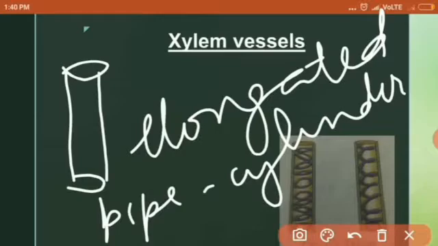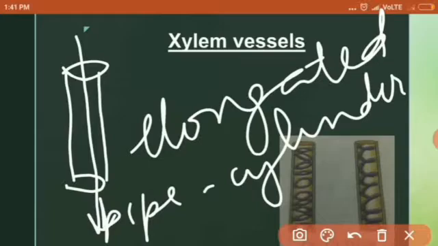Now when we talk about a pipe, it means it should be hollow from inside. Hollow for what? For transportation of water. You must have seen pipes in your house which are needed to transport water. How are these pipes? These are also hollow from inside, isn't it? So that water can pass through it, and therefore xylem vessels are also hollow from inside.